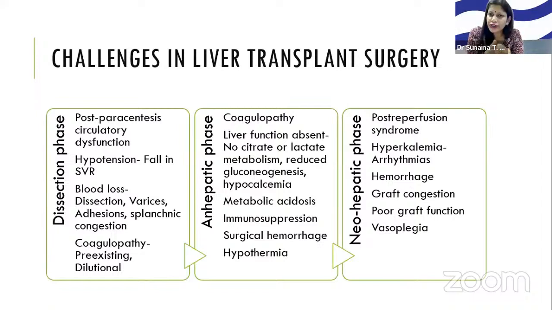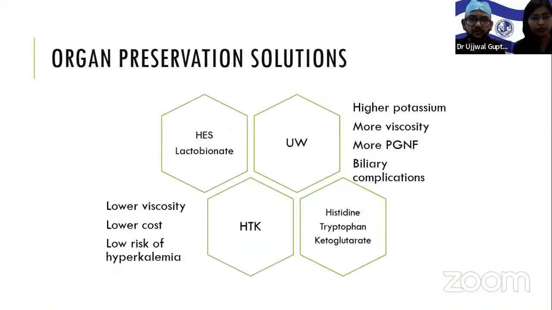Do you know of any organ preservative solutions? Yes, ma'am. There are two organ preservative solutions most commonly used: University of Wisconsin solution and HTK solution. The University of Wisconsin solution has higher potassium, more viscosity and biliary complications, whereas HTK solution is more preferred because it has lower viscosity, lower cost, and low risk of hyperkalemia. Why is it called HTK? Ma'am, because it has three components: histidine, tryptophan, and ketoglutarate, ma'am.